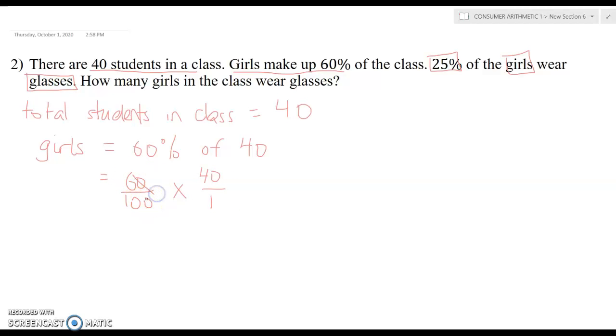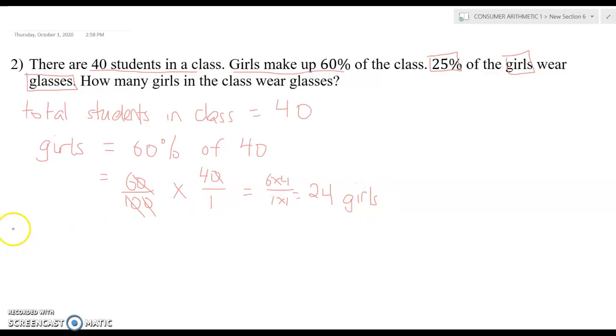Cancel the 0, 0 cancel here, 0 cancel here. A 0 cancel here and a 0 cancel here. So we remain with 6 by 4 over 1 by 1. So that's just 24. Right? So that's 24 girls we have in the class.